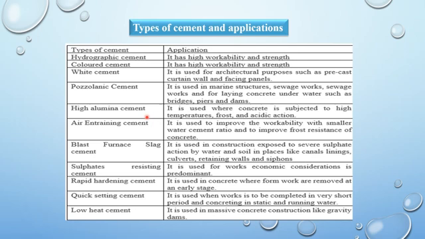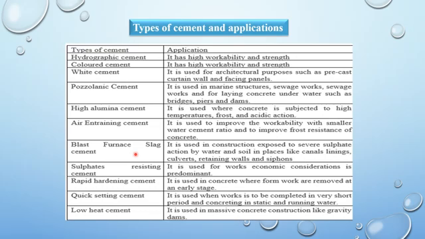Next one is air entraining cement. It is used to improve the workability, give a smaller water cement ratio, and to improve the frost resistance of concrete. Next one is blast furnace slag cement. It is used in construction exposed to severe sulfate action by water and the soil in places like canal linings, culverts, retaining walls and siphons.